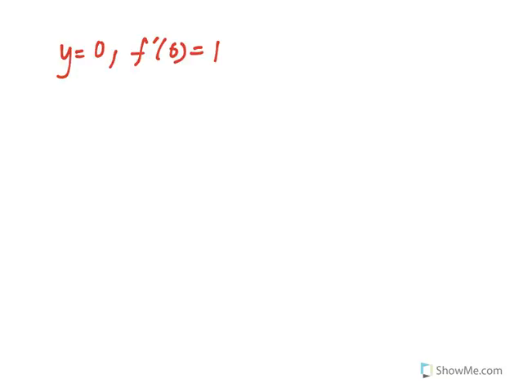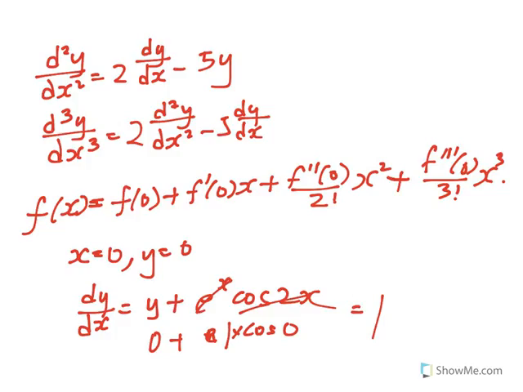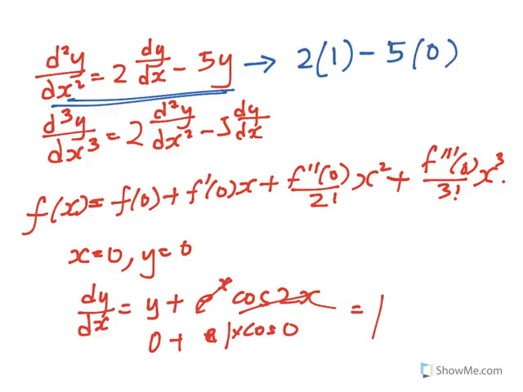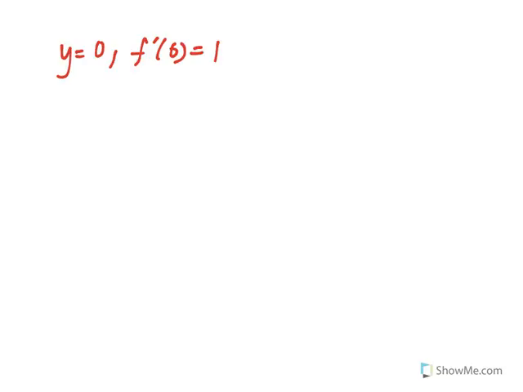Going on, you just need to substitute in consistently. So the next one is to find d2y/dx squared. To find it, we just use this equation, right? dy/dx equals 1, so 2 times 1 minus 5 times y. We know that at x equals 0, y is 0. So d2y/dx squared at x equals 0 equals 2.